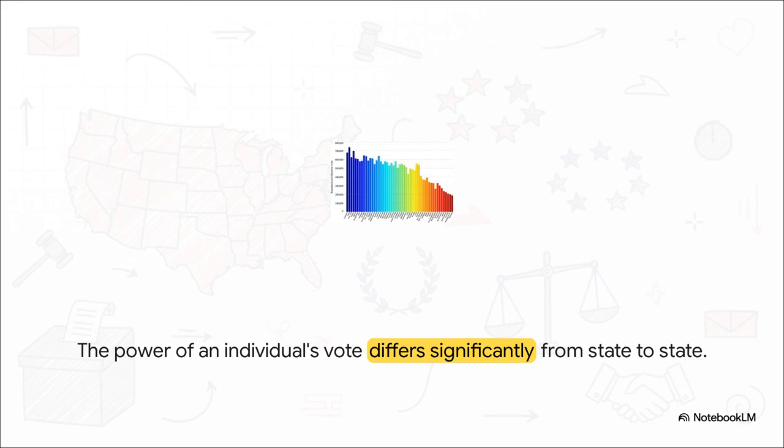The power of your individual vote is wildly different depending on what state you live in. A single vote in a small state like Wyoming carries way more mathematical weight than a vote in a massive state like California. And that imbalance is really at the center of the whole debate today.